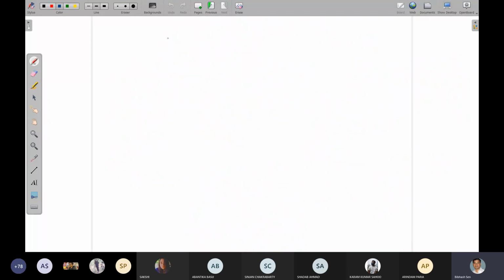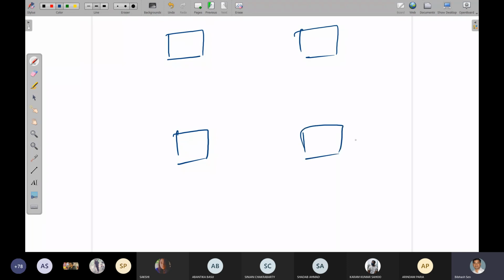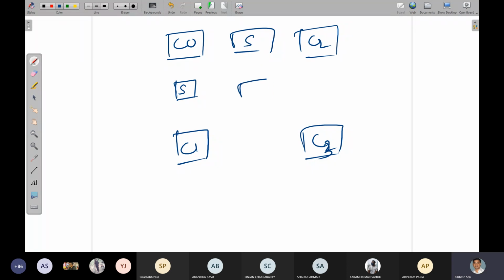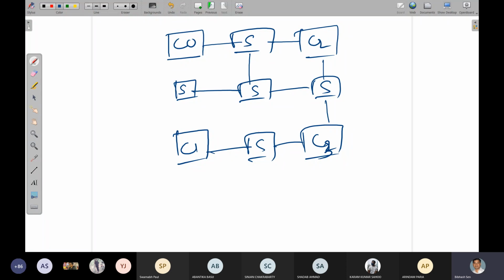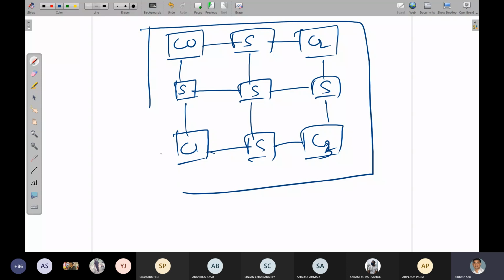So how does it look? This is a CLB, this is a CLB, this is one CLB, this is one CLB. So CLB0, CLB1, CLB2, CLB3. Now there is an SB, there is also an SB, there is also an SB. These are connected with the CLBs. SBs are also connected to each other, don't worry. So this is, suppose, my FPGA. Now these are connected like this.